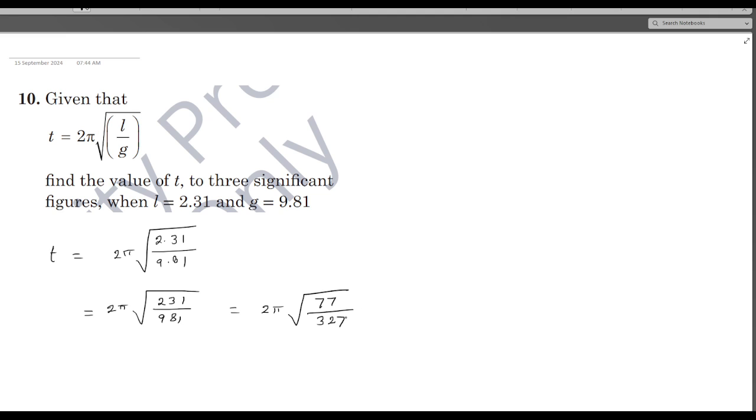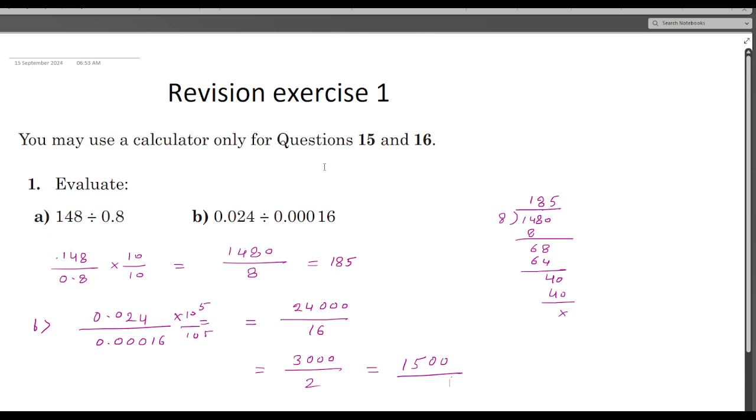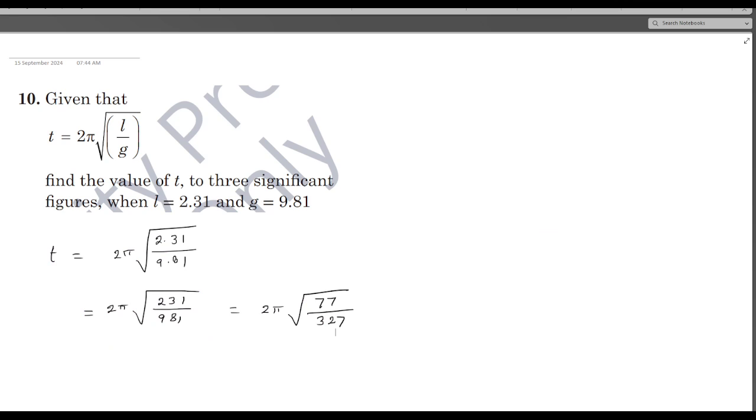Okay, now this time it is not divisible by any number. So 77, it is 7 times 11. Denominator does not have 7 or 11 as a factor. So here I have to find out the decimal form of this. So this seems to be a tough question for without calculator. Here you may use calculator only for question 15 and 16. The rest all are without calculator.